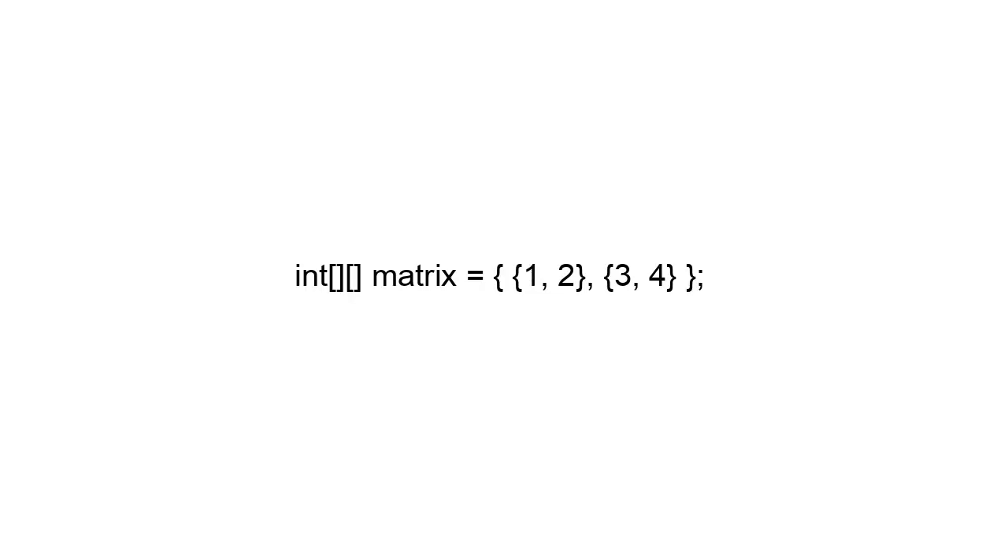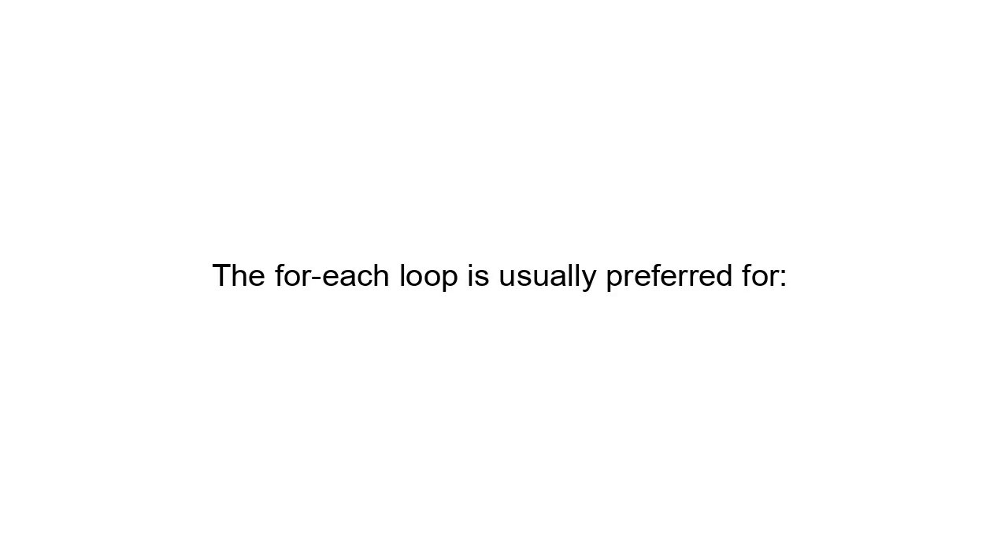Nested for each loops. Example: int[][] matrix = {{1, 2}, {3, 4}}; for (int[] row : matrix) for (int value : row) System.out.println(value); Output: 1, 2, 3, 4. Performance considerations. For most applications, the performance difference is minimal. The for each loop is usually preferred for readability and maintainability.